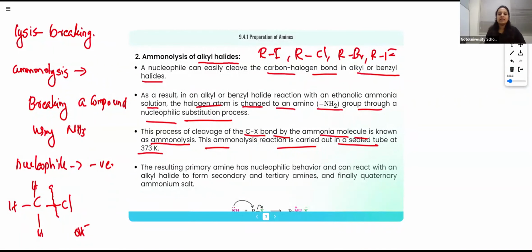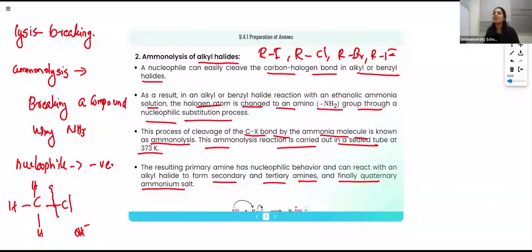Then the resulting primary amine has nucleophilic behavior and can react with an alkyl halide to form secondary and tertiary amines, and finally a quaternary ammonium salt. The resulting primary amine has nucleophilic behavior because this is the nucleophilic substitution, and it can react with an alkyl halide to form secondary and tertiary amines, and finally a quaternary ammonium salt.